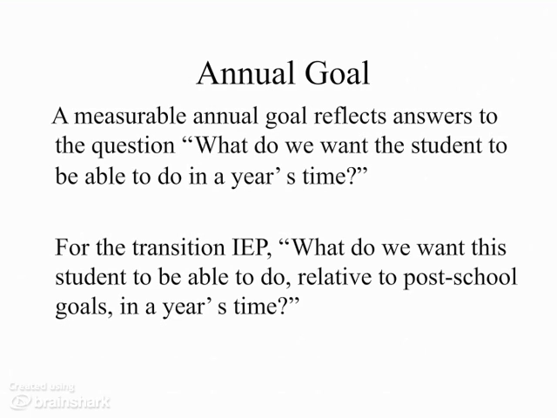But in a transition IEP, what we're talking about is what we want that student to be able to do within a year's time, but as it relates to that post-secondary goal. So if that student is going to be applying to community colleges, what do we expect that student to do in the next year in order to get closer to meeting that final goal?